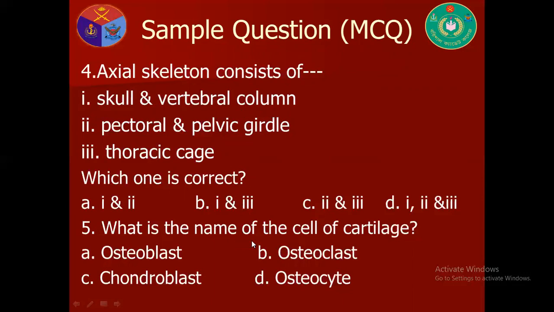Now 5. What is the name of the cell of cartilage? Osteoblast, osteoclast, chondroblast, osteocyte. So cell of cartilage. Answer is chondroblast. And osteoblast, osteoclast, and osteocyte, these are cell of bone.